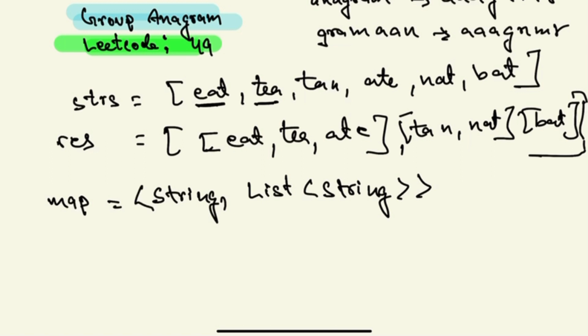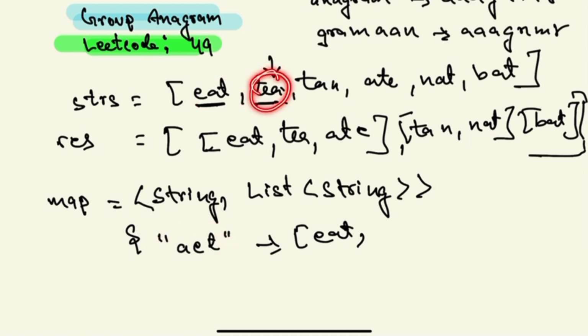Now what I'm saying is, for every word I'll sort the characters. So for eat, I will sort the characters and form a key. Now my map will have a key with AET as a string, and here we can simply put eat in a list. Similarly, when we reach the next word, we sort the characters again. We will get AET, because these two are anagrams.